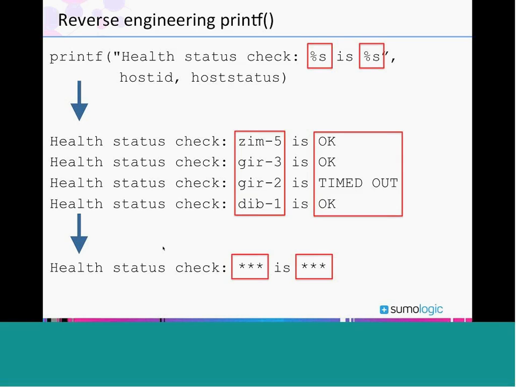This is how we turn it around and ask, what was the printf that actually generated this, given only the logs? In the rest of this discussion and in the product, we call our recovered guess at the printf statement a signature. This is a log signature. So the printf is above, and the signature is health status check, wildcard is wildcard. That's what's learned automatically by the Sumo Logic system.